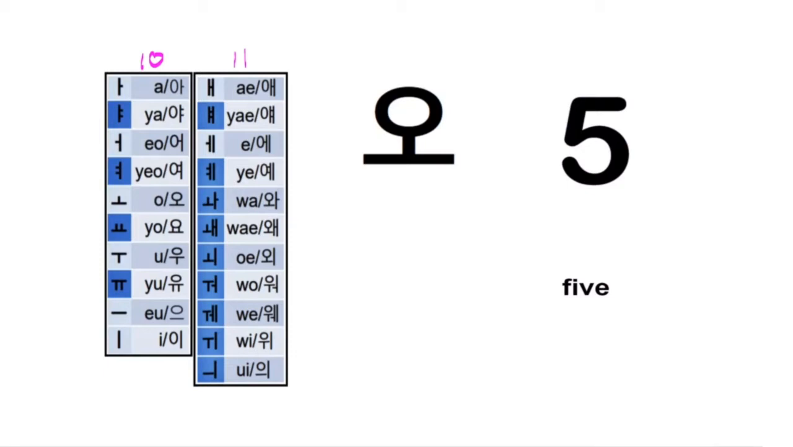Read it again. A, ya, o, yo, u, yu, u, e. And e, ye, wa, we, wo, we, e. Okay, good. Now let's read this word.